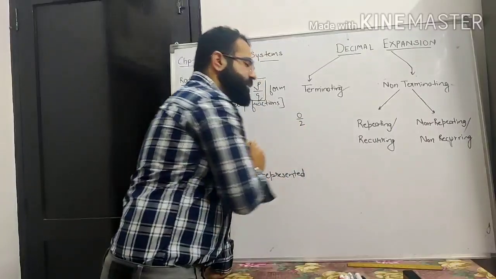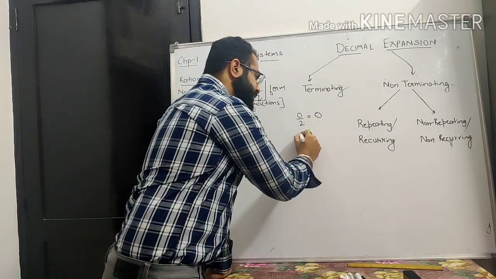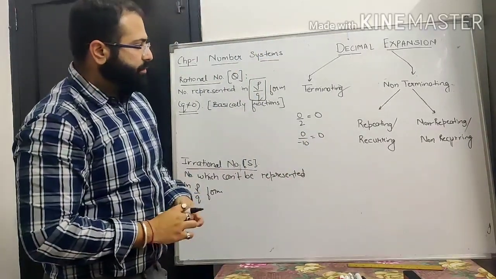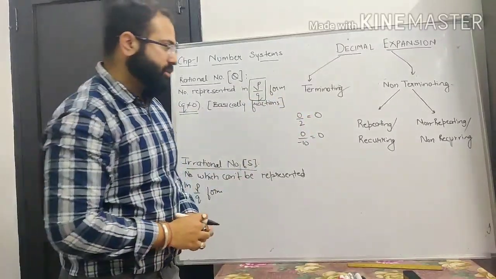If I say what is 0 by 2, so the prompt answer will be 0. And if I say what is 0 by minus 10, again you will say that this is 0. Why? Because whenever the numerator is 0, the answer of the fraction is 0 always.